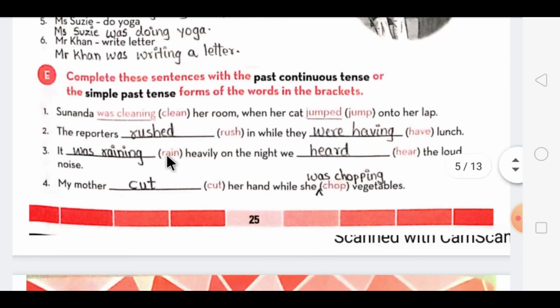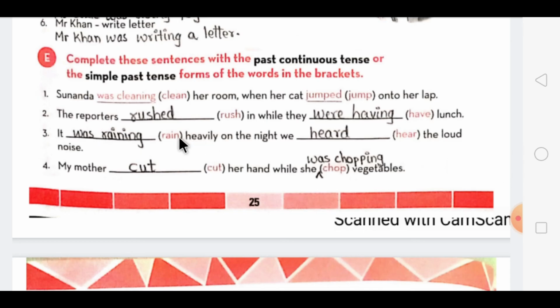Now the third one is it was raining heavily. This action is going on continuously for a longer period, so we are using past continuous tense.